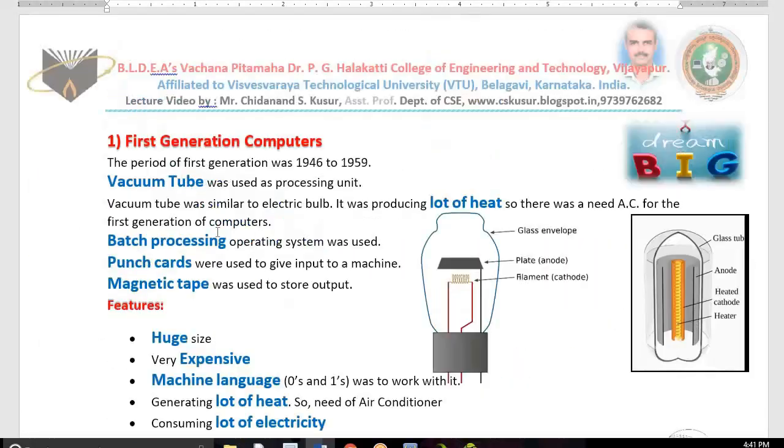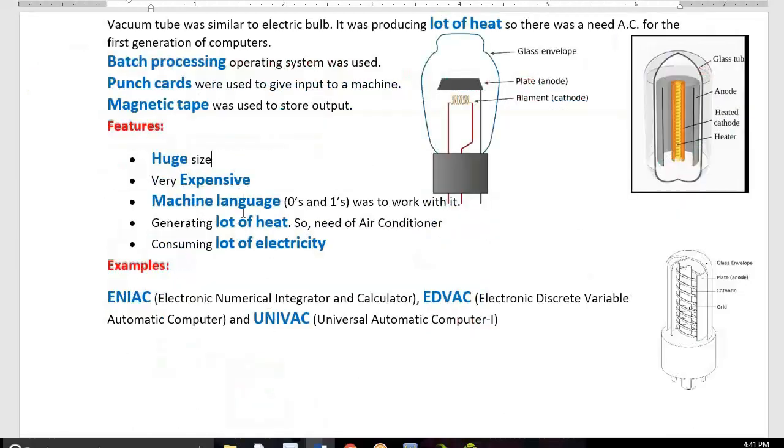That's why in the first generation of computers, a batch processing operating system was used. Punch cards were used to give input to a machine, and to store the output, magnetic tape was used. And what are the features of the first generation? Huge in size, very expensive, and we are using machine language to give the instructions. We were giving the instructions to computers in zeros and ones only. It was a very tedious job for the programmer.